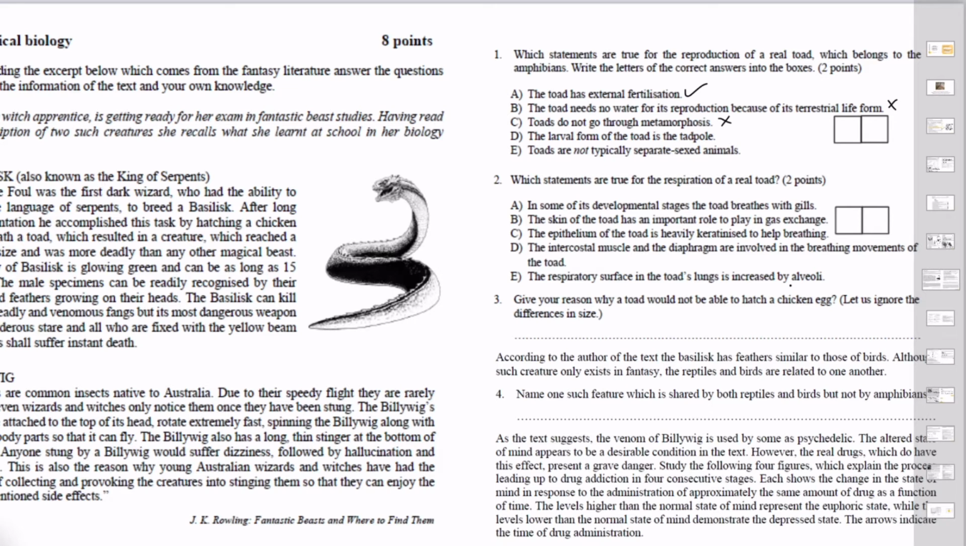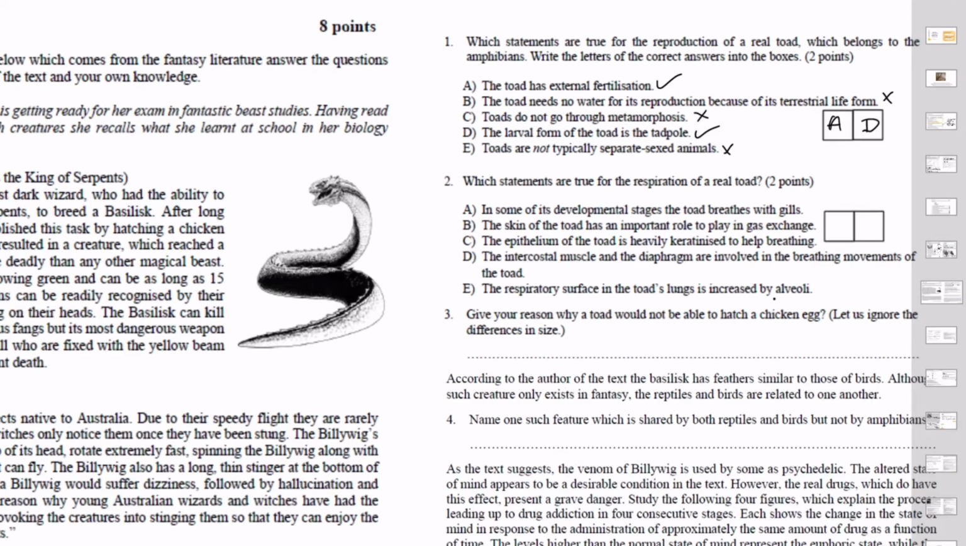The larval form of the toad is the tadpole. That is definitely true. Toads are not typically separate-sexed animals. This cannot be accepted, so A and D are going to be the good answers.